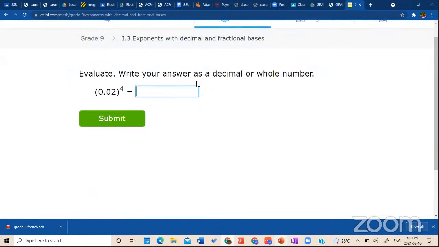0.02 to the exponent 4. The answer is 1.6 x 10^-7. That's coming. Basically, you would have 6 zeros: 1, 2, 3, 4, 5, 6, and then 16 at the end.